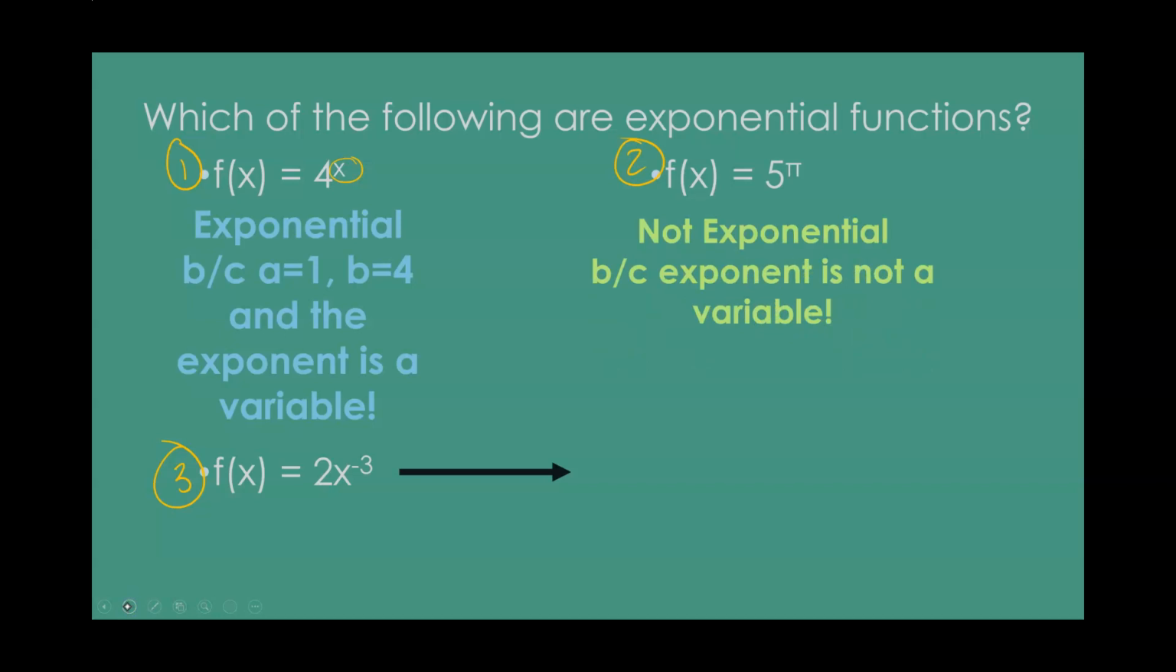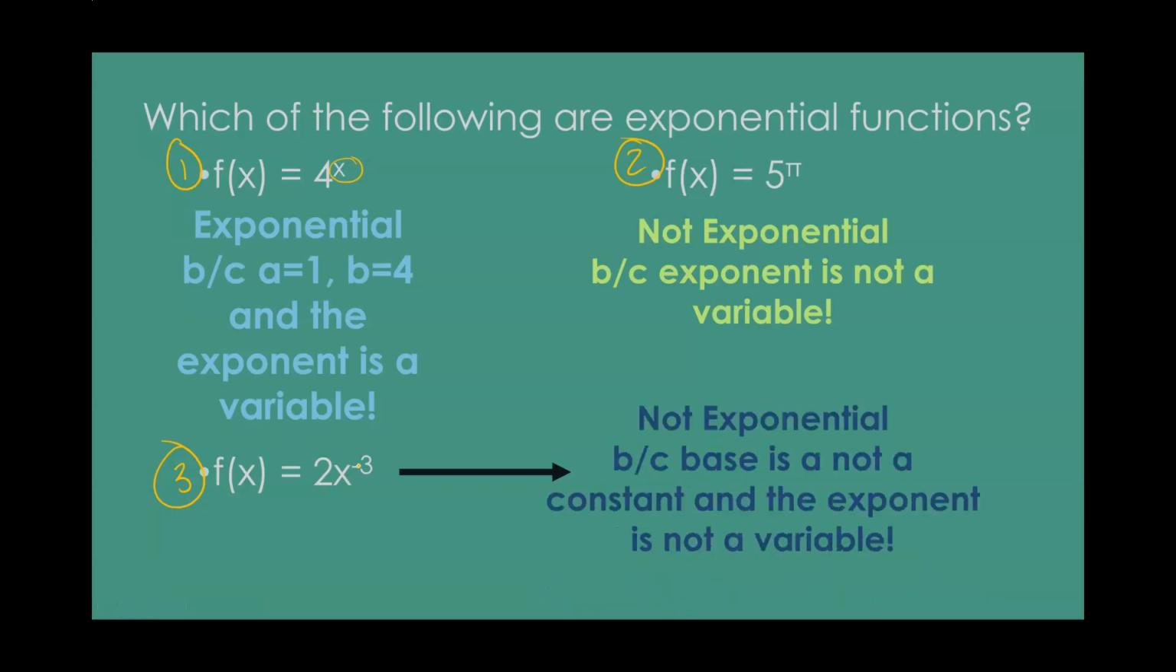Now, number 3, is number 3 an exponential? No, because there is not an x up there in that exponent, and because the base is not a constant. So your base can't be a variable either. Okay, the exponent has to be the variable. Nobody else can be. Okay?